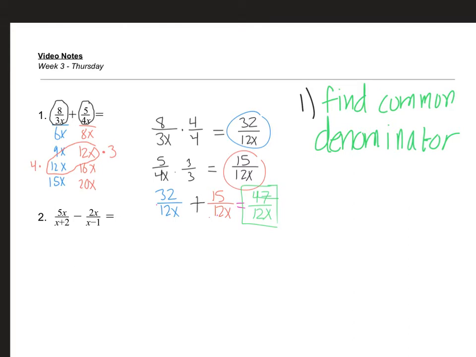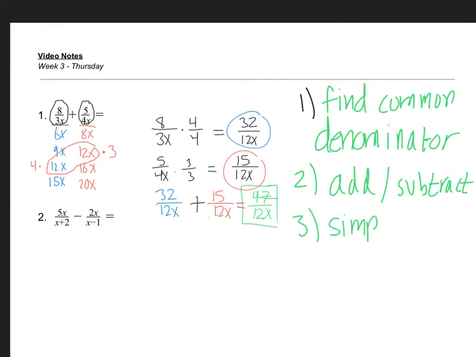When you find that common denominator, then you just add or subtract the numerators, and then you just simplify as needed. In this case, we didn't need to simplify, but we will definitely need to simplify later on. So that's it.